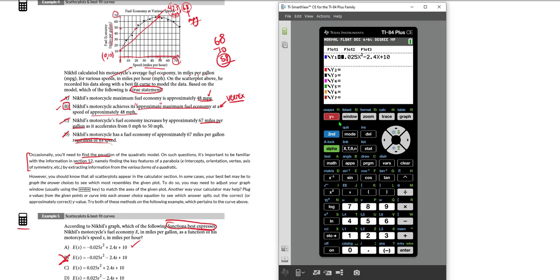I need to get rid of the negative sign in front of the 0.025, so I'm just going to put my cursor over that negative and hit delete. And then these two signs, plus and plus, I need to make both of those positive.